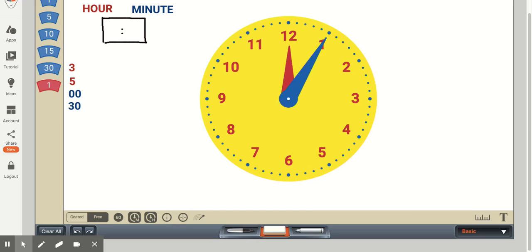And maybe if some students get confused, they can think of the word hour as being shorter than the word minute. Therefore, the hour hand is the shorter hand, the smaller hand, and the minute hand is the longer hand.